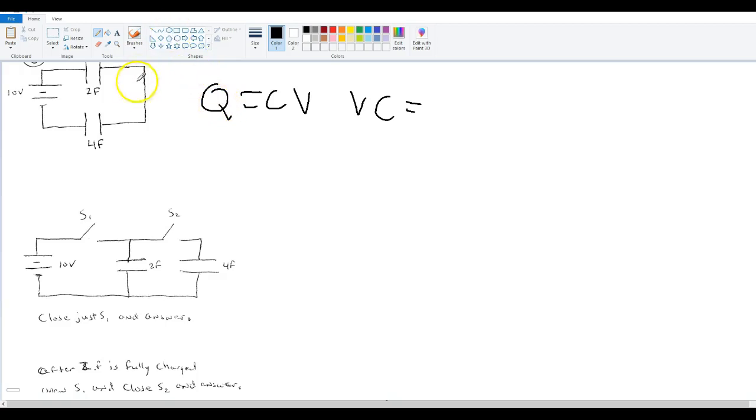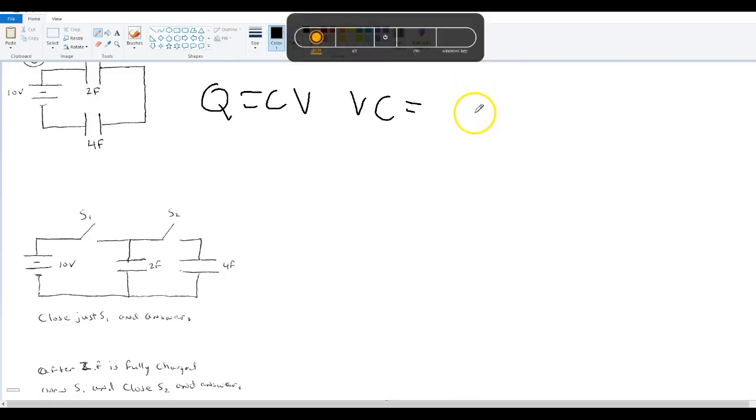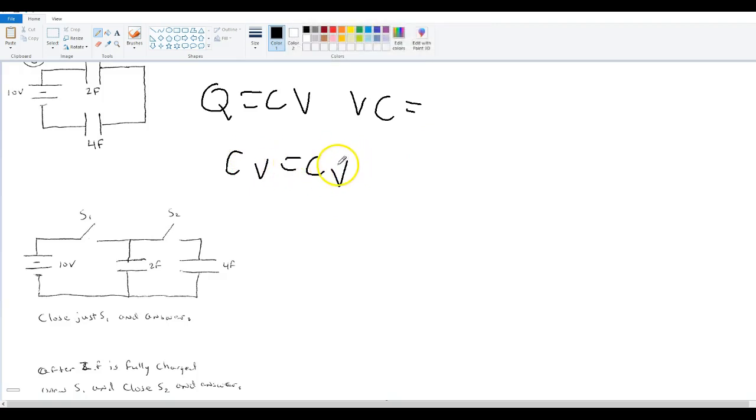Here, the charge has to be equal for both of these. They have to be exactly the same. So CV has to equal CV when in series. That's what's weird about capacitors. They're kind of the backwards logic of it. So resistors, when they're parallel, their voltage has to be equal. For capacitors, when they're in series, their charge has to be equal. So we can simply say CV is equal to CV.